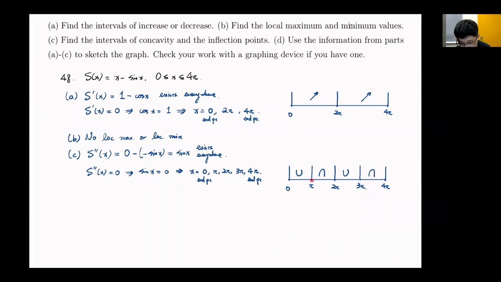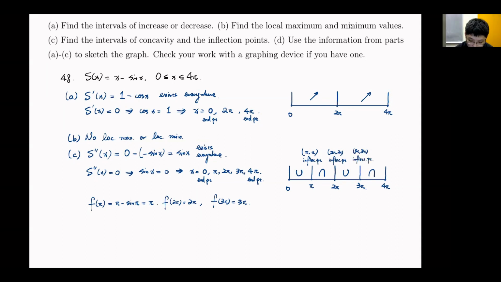Okay, from here, we can see clearly that all these points will be giving us the inflection points, and we need the function values. So f of pi is going to be pi minus sine of pi, and sine of pi equals 0, so simply pi. Similarly, f of 2 pi equals 2 pi because sine of 2 pi equals 0, and f of 3 pi is, again, 3 pi. So I know that (pi, pi) is an inflection point, and so are (2 pi, 2 pi) and (3 pi, 3 pi). So these are inflection points.